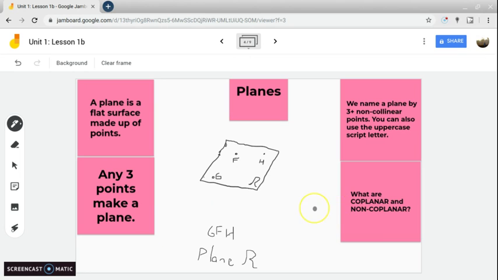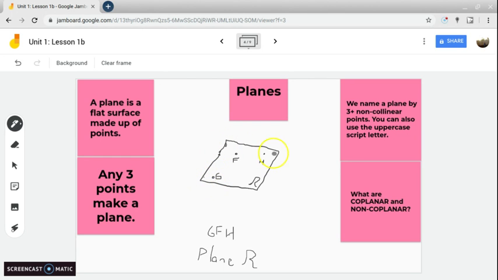Now, what are coplanar and non-coplanar? Let me look at the literal definition I have here on these notes. Coplanar points are points that lie on the same plane. So they are on the same plane. Let me think of an example.